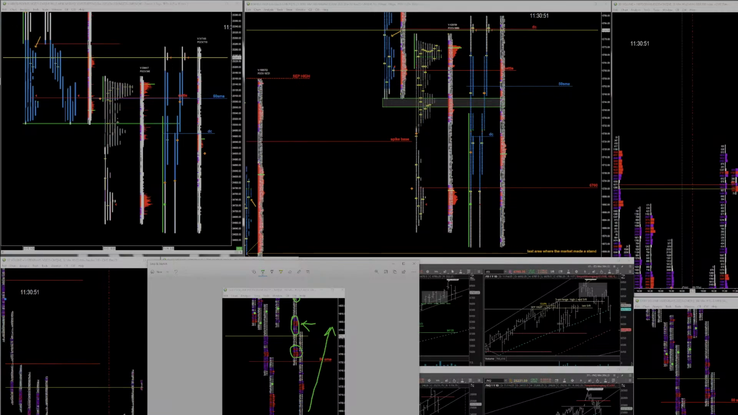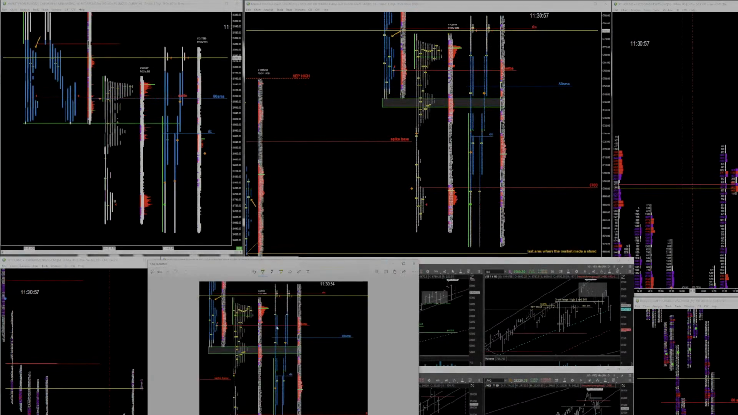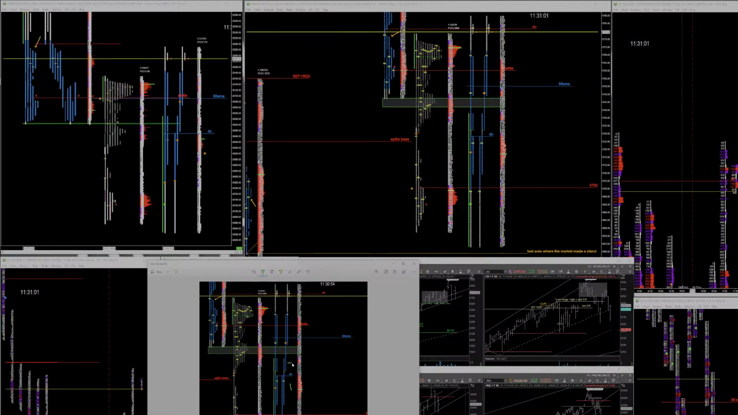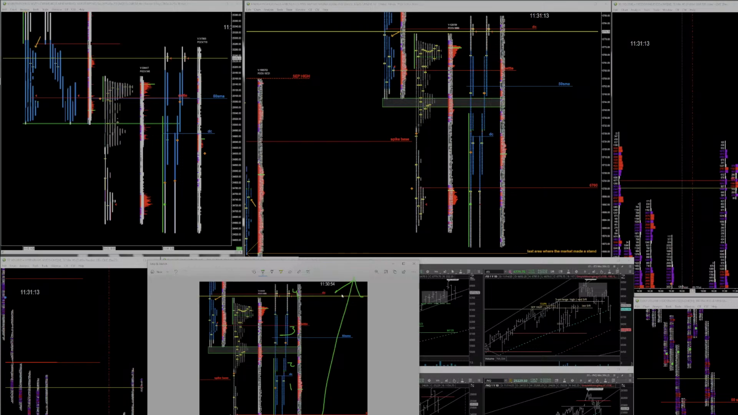As you can see, right now it has become a very emotional session. We got 1, 2, 3, 4 distributions. This is a short squeeze in progress. Short covering is what I'm seeing here. There is no other trade. I haven't placed a single trade to the downside today.